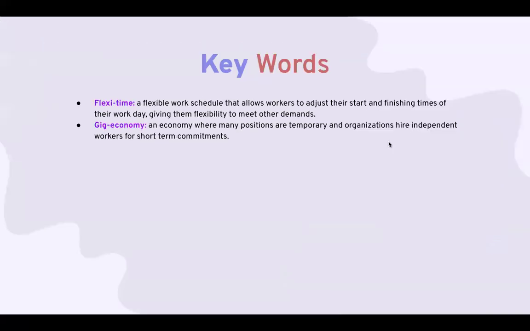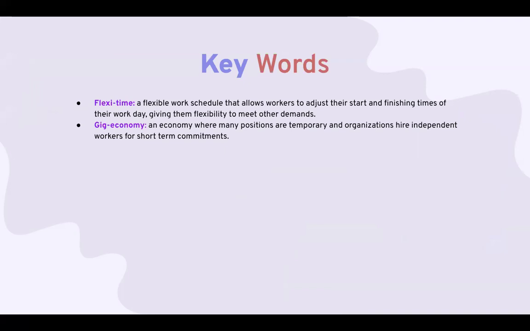So, keywords. These are just keywords you should know. Flexi time: a flexible work schedule that allows workers to adjust their start and finishing times of their workday, giving them flexibility to meet other demands. This is often used by working moms, because they need to take care of their children and they also need to work. This is just an example, but there are many other people who also use flexi time.